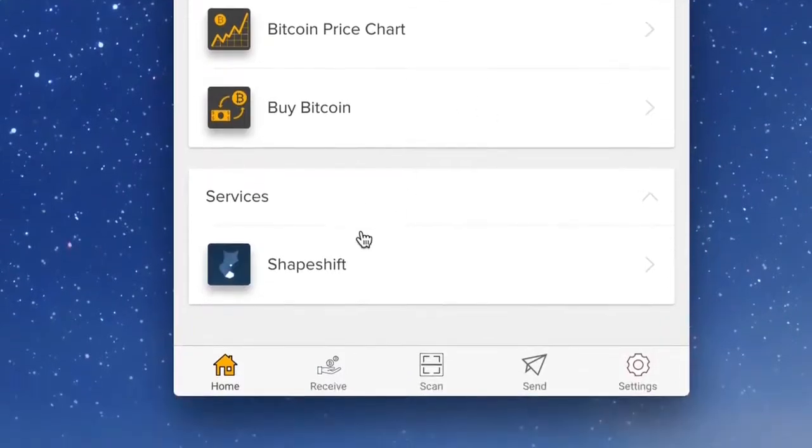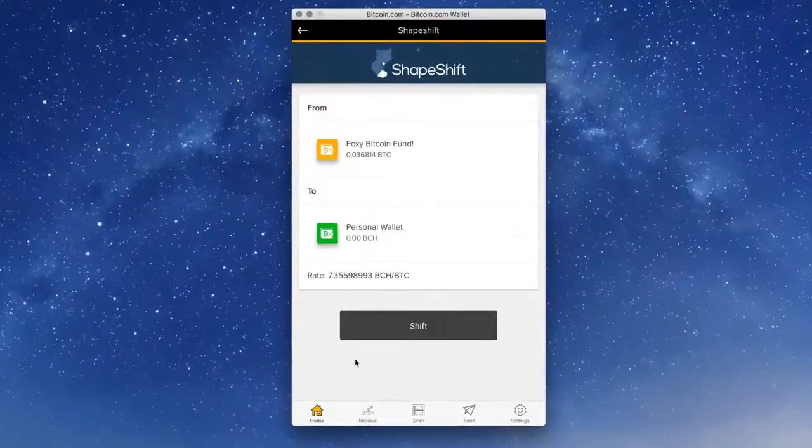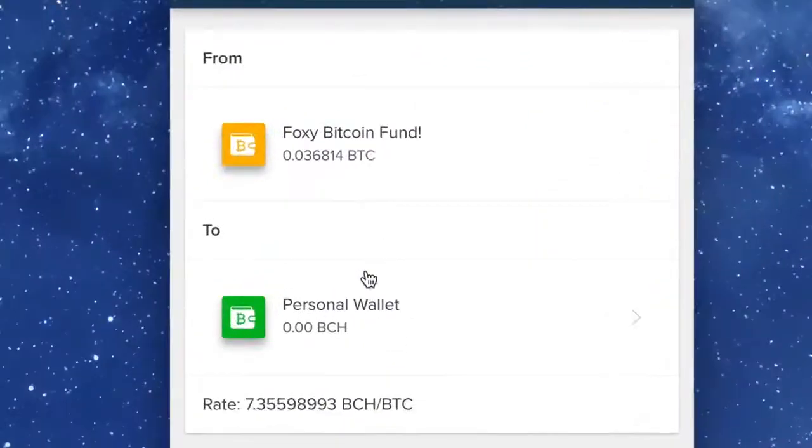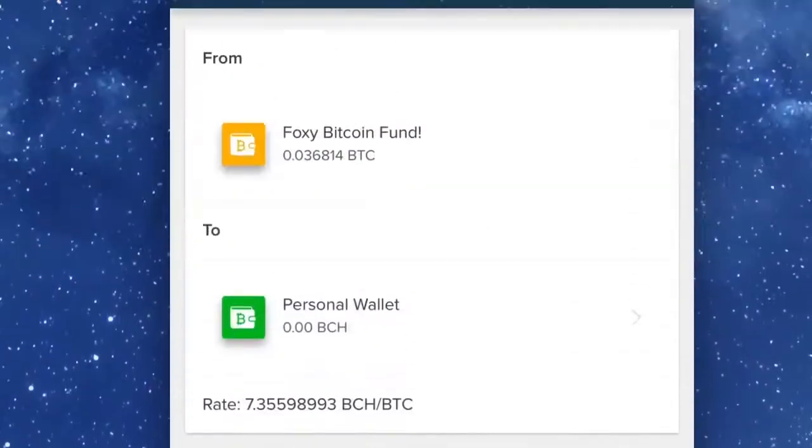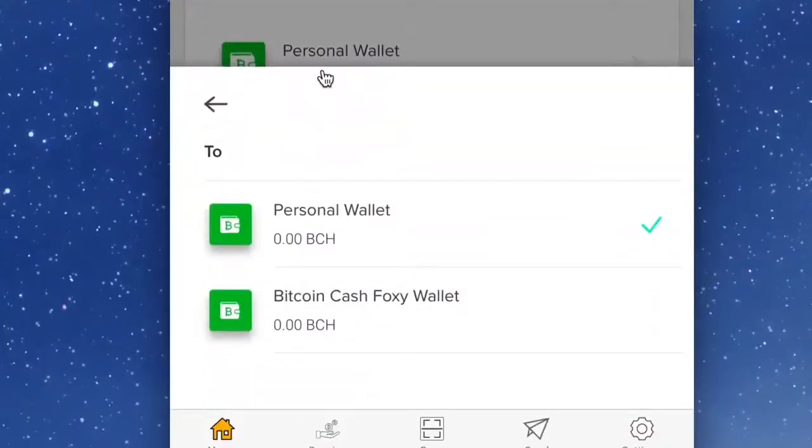Now for the exchange. First, go to Services and click on Shapeshift. Now, choose the Bitcoin Core wallet you would like to send your funds from. In this example, we will choose Foxy Bitcoin Fund. Then choose the Bitcoin Cash wallet you would like to exchange your funds to. We will choose Bitcoin Cash Foxy Wallet.